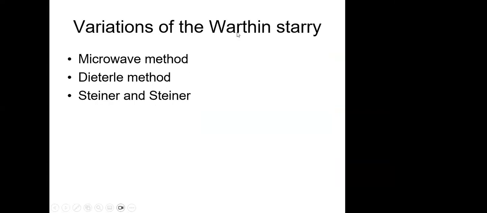So there are variations of the Warthin Starry. There's a Dieterle, a Steiner and Steiner, and there's a microwave method. And they're really just one difference from the Warthin Starry. So you can study these guys on your own. Should you decide to do the microwave method, I caution you, it goes really fast, and it flashes really quick. Most people actually are still doing the Warthin Starry via water baths.